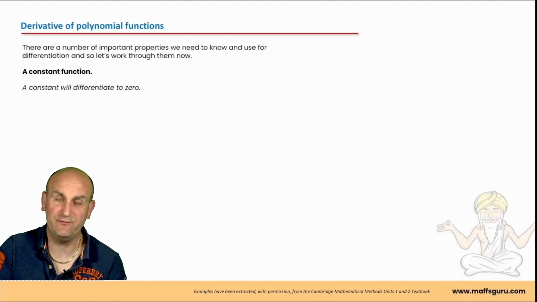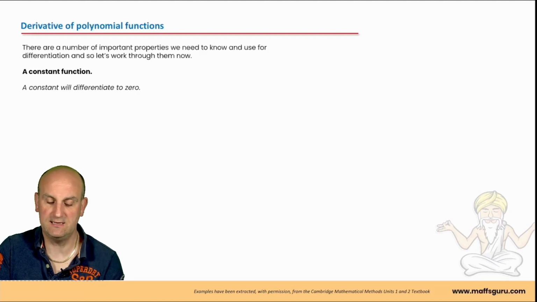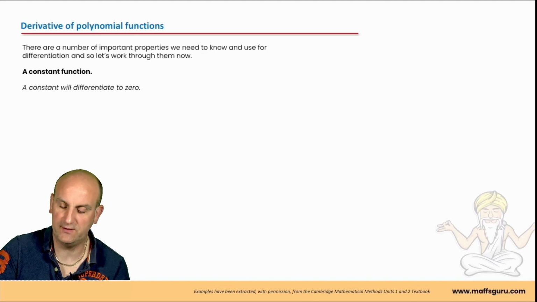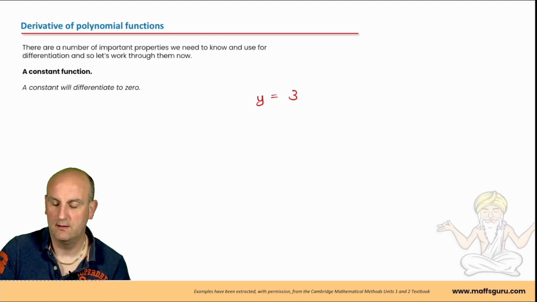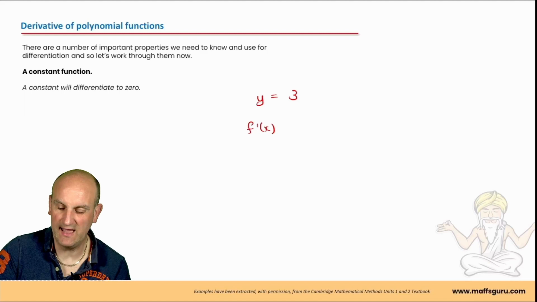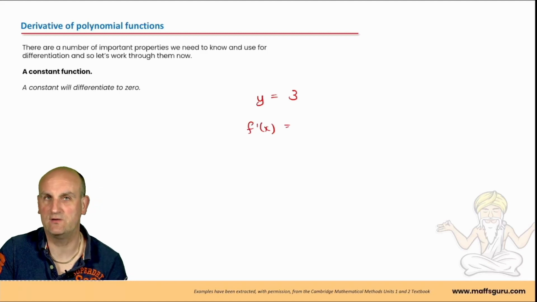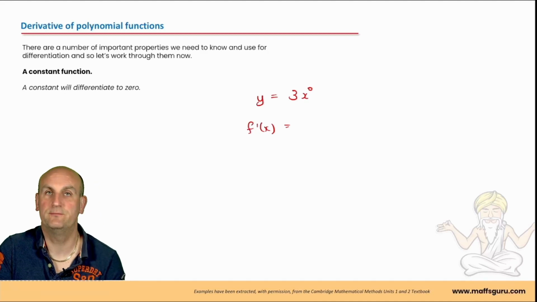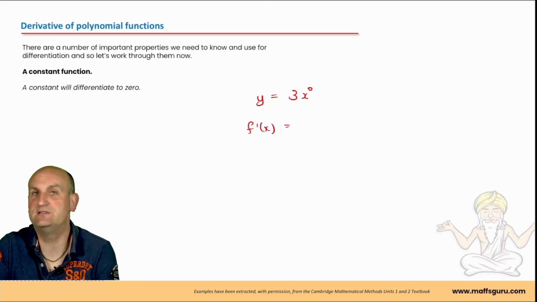But if we were to have a constant, it will differentiate to 0. And I'm going to show you why. If I had the number 3, if I had, for example, y is equal to 3, well, that doesn't have an x in it at the moment, does it? So when we do f dashed of x, differentiate with respect to x, you're going to turn around and say, well, where's the x? Well, actually it is. It's x to the power of 0. See what I've done there? Because anything to the power of 0 is 1.